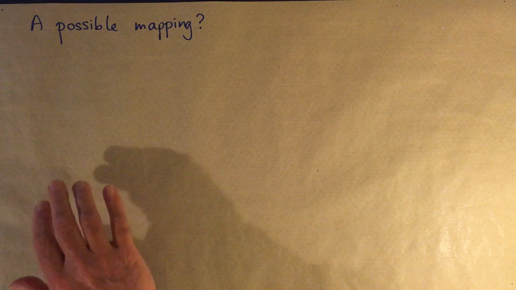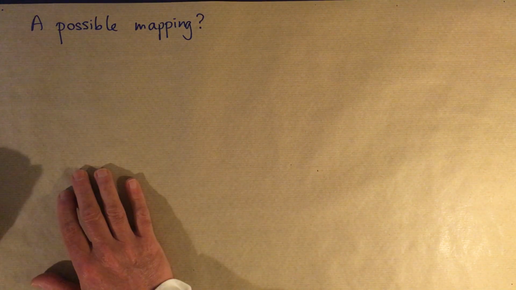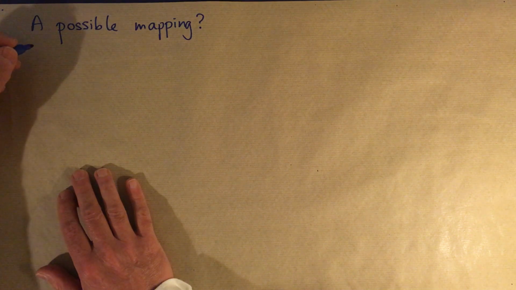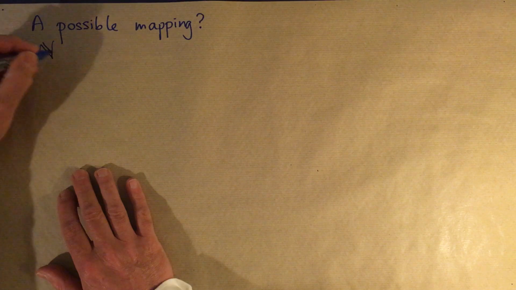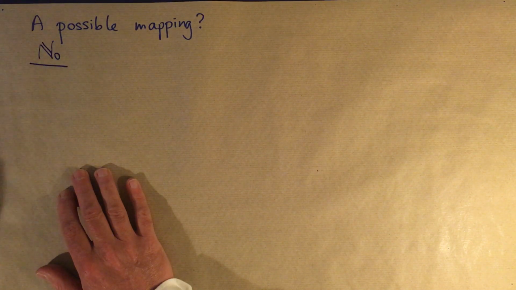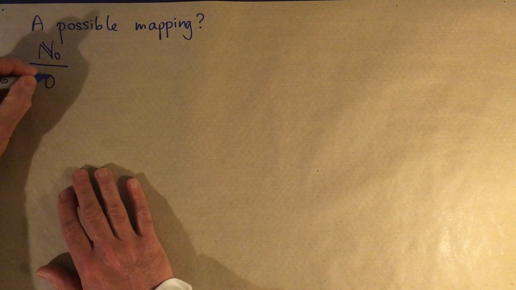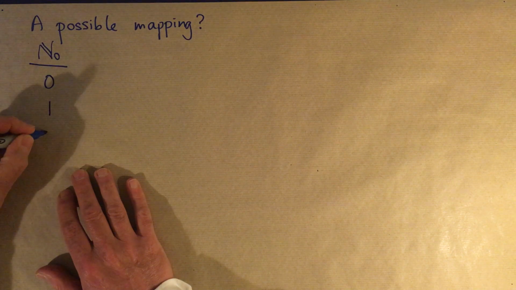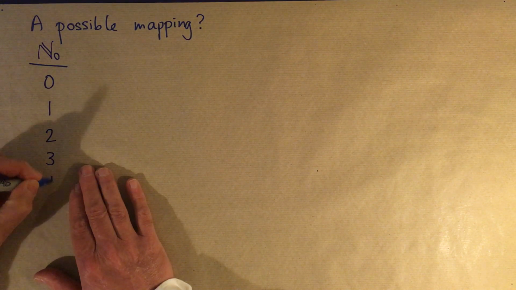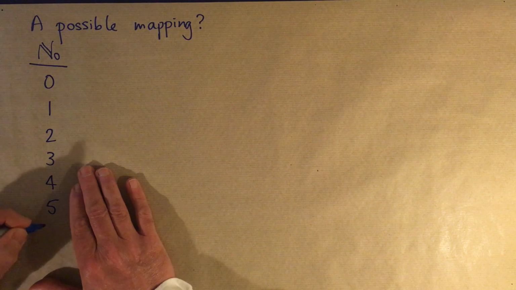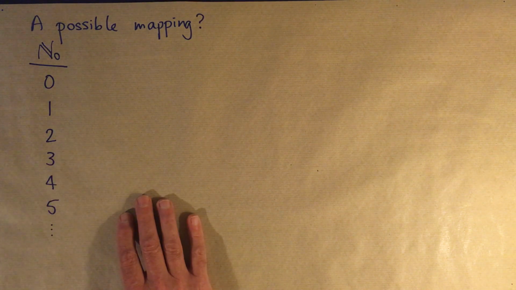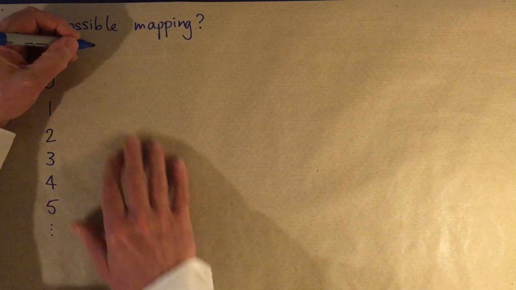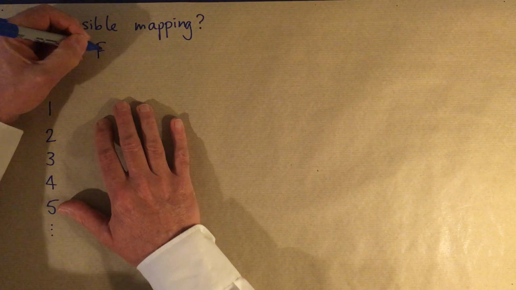So what I'm going to try to do now is map between the natural numbers and the functions. So over here I'll have the natural numbers, n0. So let's put the natural numbers down, 0, 1, 2, 3, 4, 5, and so on. And over here, I'm going to put the functions.